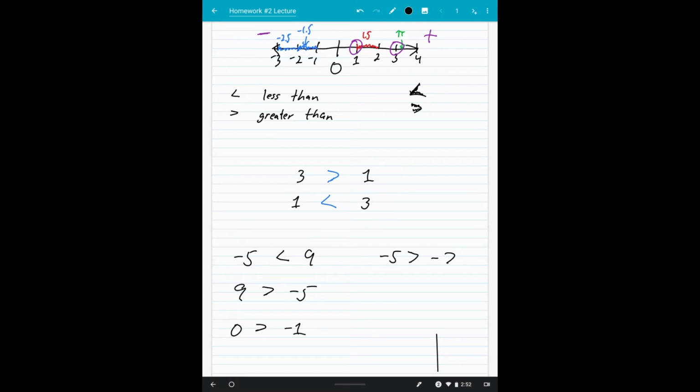Now, where it might get a little tricky, let's say I have 1.5 and 1.6. Well, 1.6 is larger than 1.5, so I'd say 1.5 is less than 1.6. Now, if I change it, let's say I use negative numbers instead, -1.5 and -1.6. If I draw a little number line, -1.5 would be here and -1.6 would be over here because it's more negative. So since -1.5 is further on the right side, -1.5 is larger.